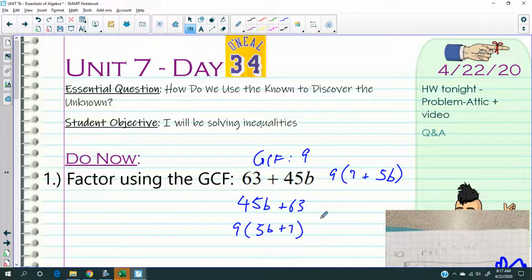Okay, and I already have a feeling that some of you might rewrite this as 12b. Not true. These aren't like terms. You can't combine them. Okay, 5b cannot be added to 7. Like, this is it. This is simplest form. Okay. All right.